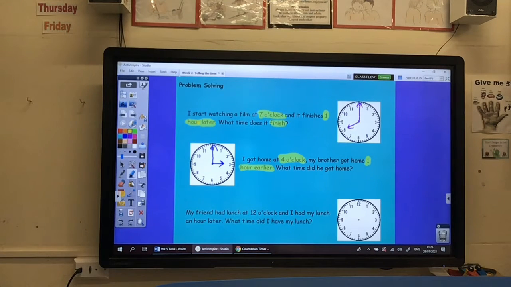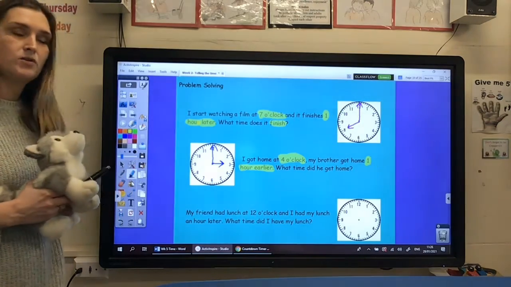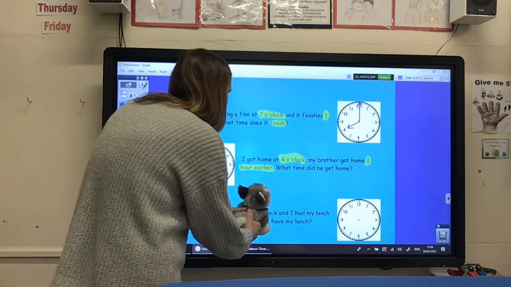So the last one. My friends had lunch at 12 o'clock. I had my lunch 1 hour later. What time did I have my lunch? What are the important words in this that we need to highlight or circle? Call out to me. Brilliant.